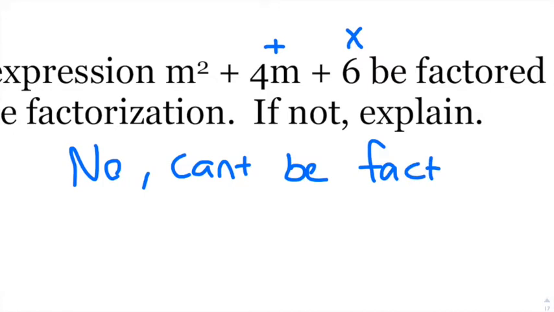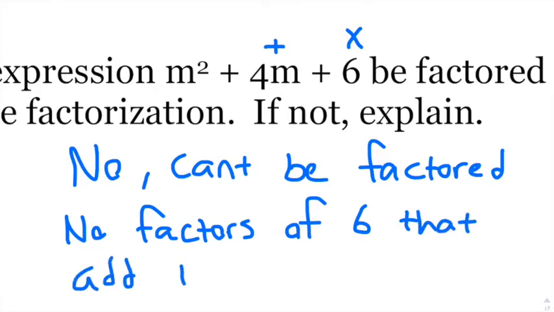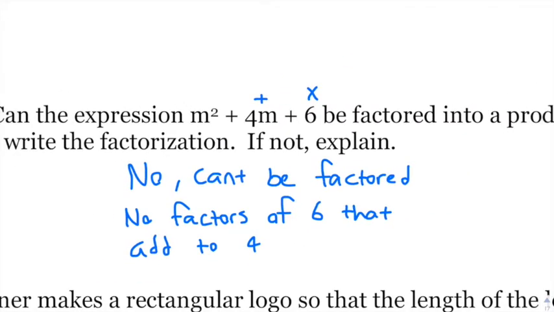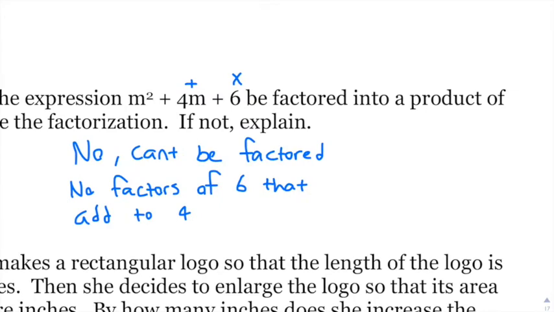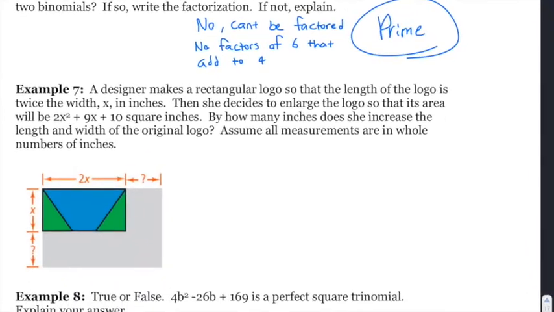If you wanted to write out an explanation, let's say no factors of 6 that add to 4. So in this case, if it's not factorable, usually we're going to write prime. Usually they don't give you a ton of examples that aren't factorable, but if you run across that on a quiz or test, prime is usually what you want to write there.